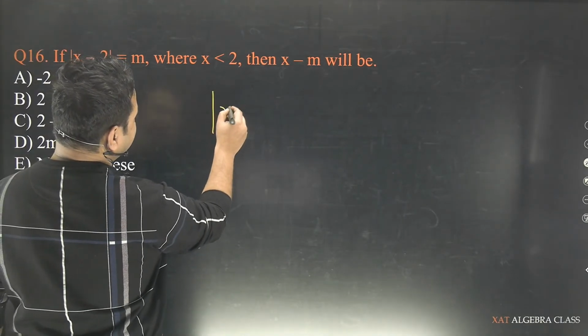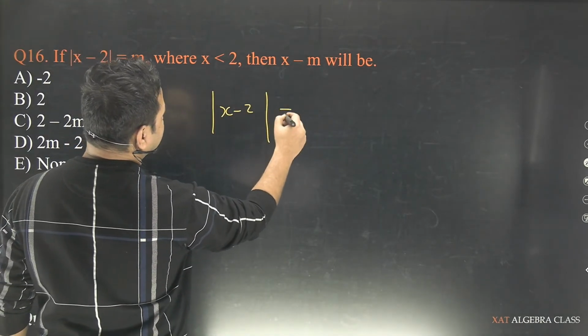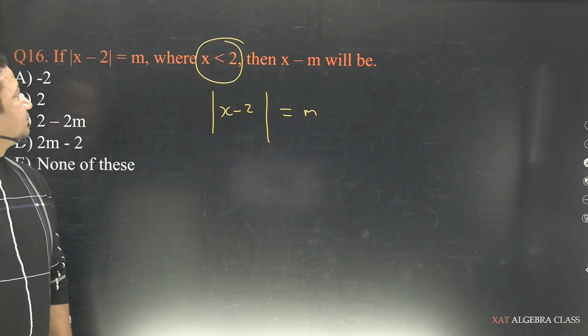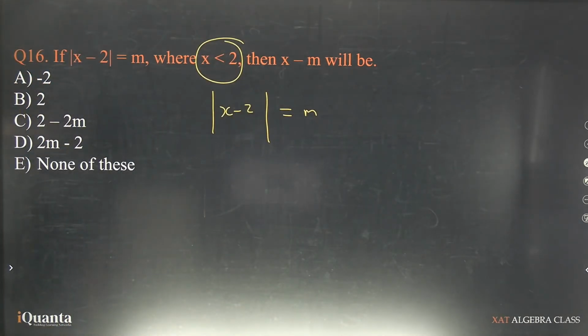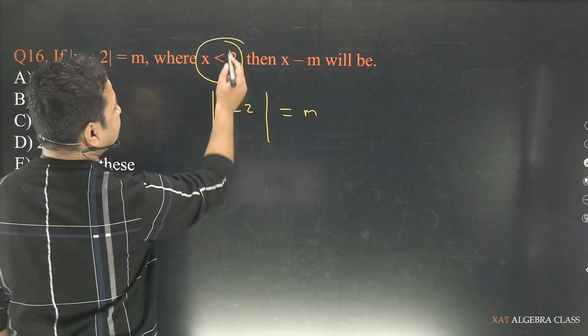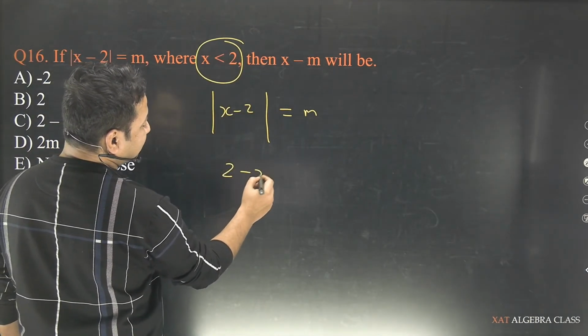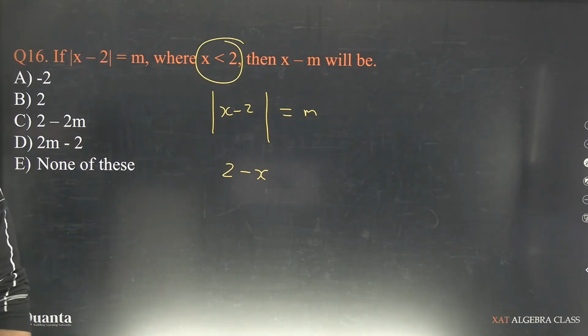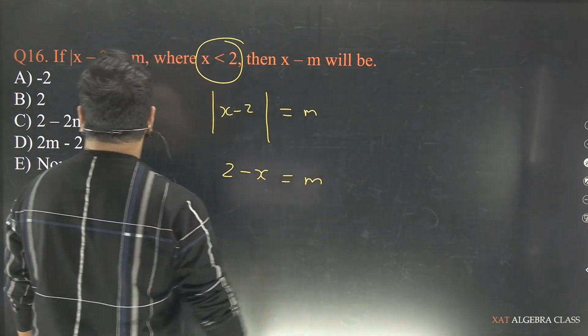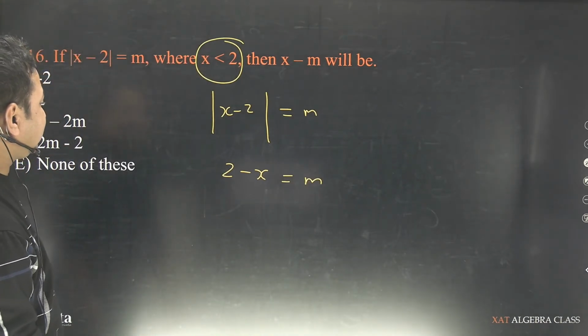Mod of x minus 2 is equal to m, and it is given that x is less than 2. Now, what does that mean? There will be no positive value. The only value, because x is less than 2, will be 2 minus x. Is that right? So 2 minus x is equal to m, and we need to find the value of x minus m.